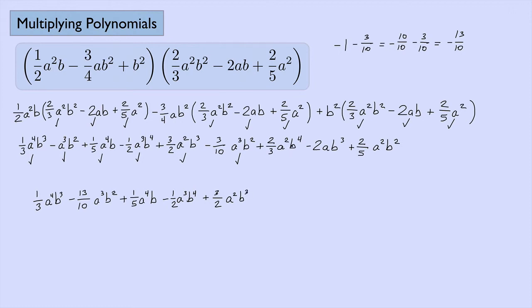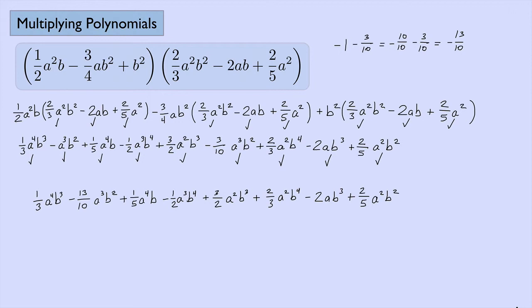How about a squared b to the 4th? Nope. So this will be plus 2/3 a squared b to the 4th. And then I look at these last two terms, they're not going to be able to be combined. So let's just tack those on. So I have 2ab cubed and then plus 2/5 a squared b squared. And that is my final answer.